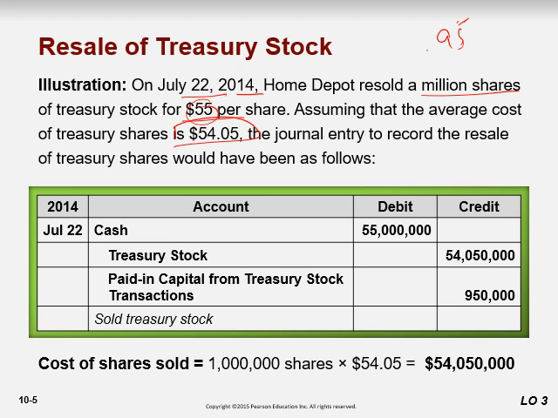So cash would be 1 million multiplied by 55, so they receive cash of 55 million, and the original price of the stock was this one, and the excess over the treasury cost is treated as a reserve. It is treated as paid-in capital from excess of transaction, an increase in credit, right?